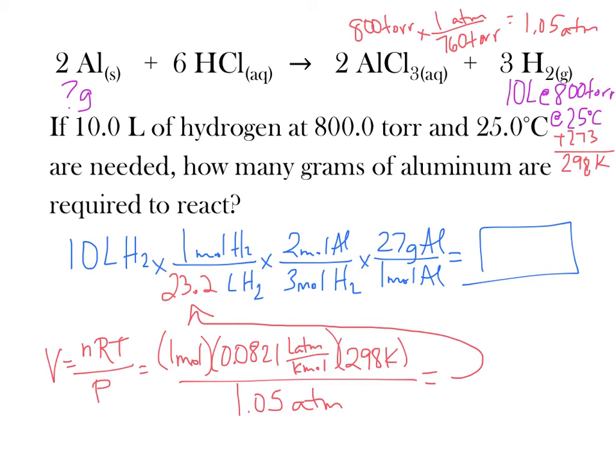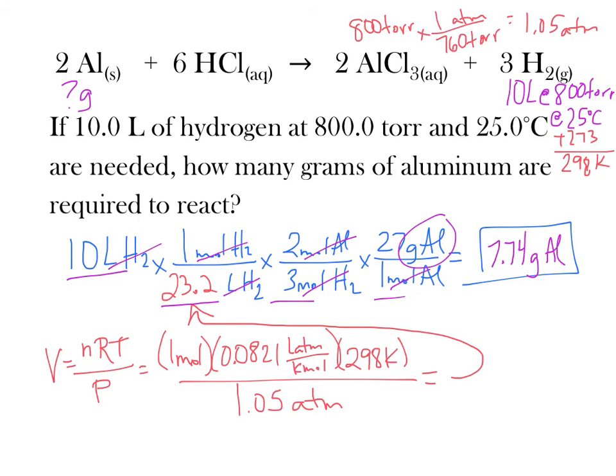Now that I have that, I'm going to work out my problem. 10 divided by 23.2 times 2 over 3 times 27. The units cancel, and I'm left with 7.74 grams of aluminum. If you worked this problem a totally different way, but you ended up getting something close to 7.7 grams of aluminum, then that's good enough for me. You probably have a different approach to this problem, and that's totally okay.